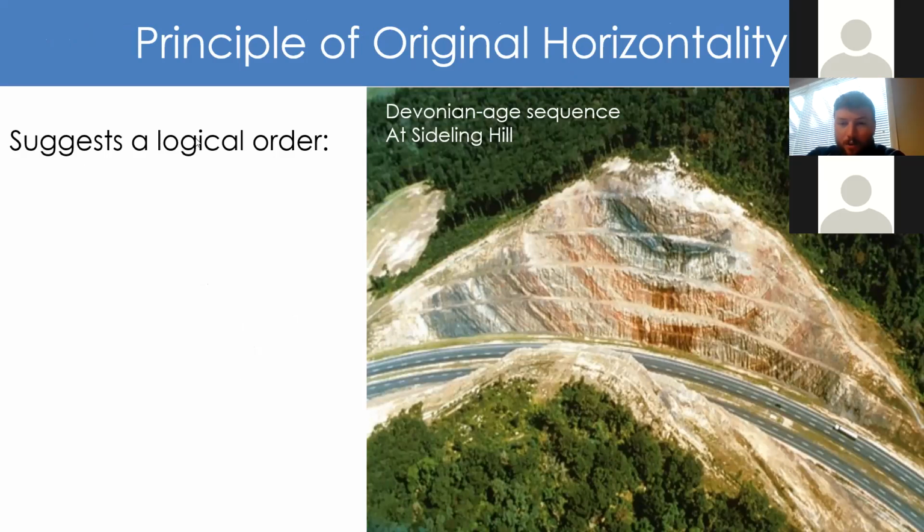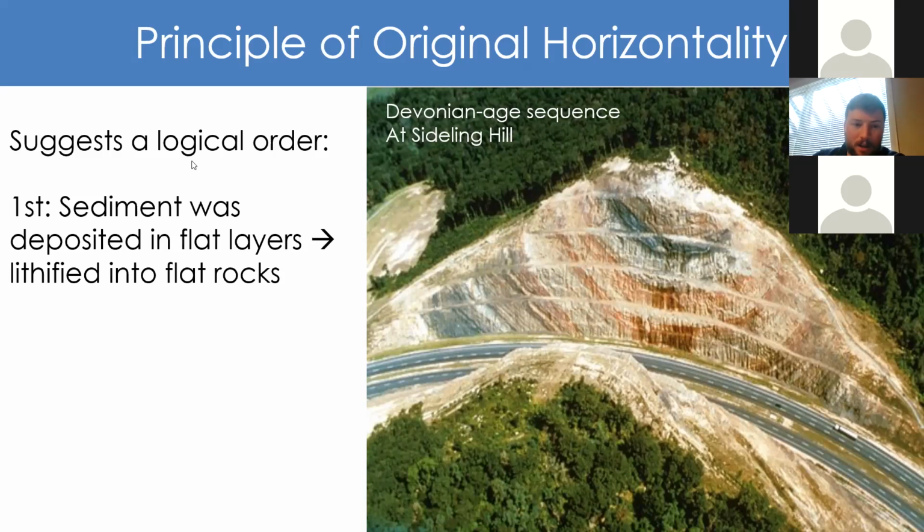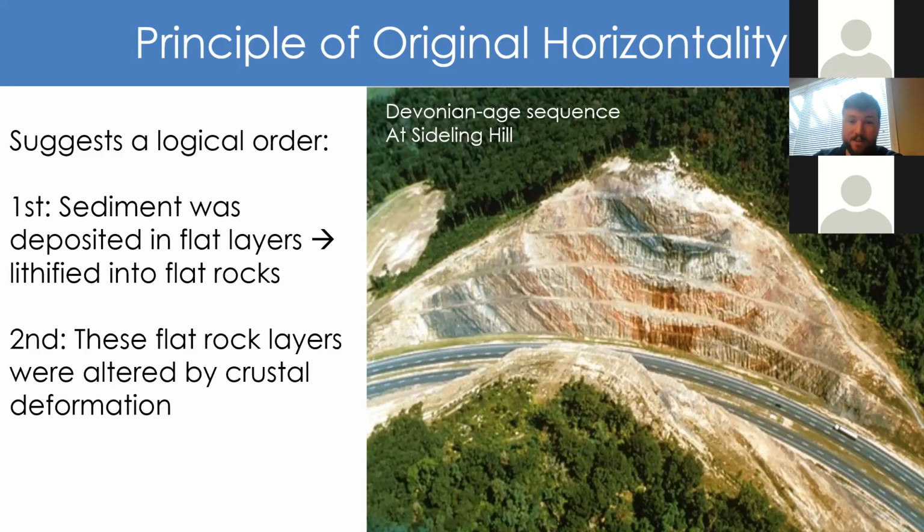So this gives us a logical order of things, of course. If you look at the layering, you can see it has this concave shape along the road cut. Each of those layers had to be deposited in a horizontal fashion before it was then lithified into flat rocks. And then this huge folding event created this bowl of these layers. And then eventually we cut the road through it, and now we can see these curved layers.